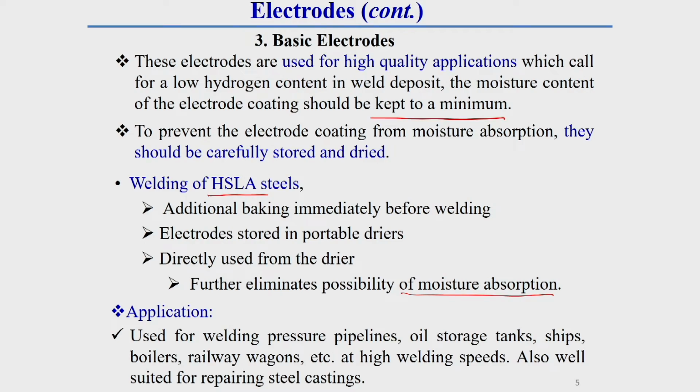This type of electrode is generally used for welding pressure pipelines, oil storage tanks, the shipbuilding industry, ships, boilers, and railway wagons, and you can use it at very high welding speed also. It is also well suited for repairing steel casting parts. That means it is also used for repairing. This is a practical application of these types of electrode.